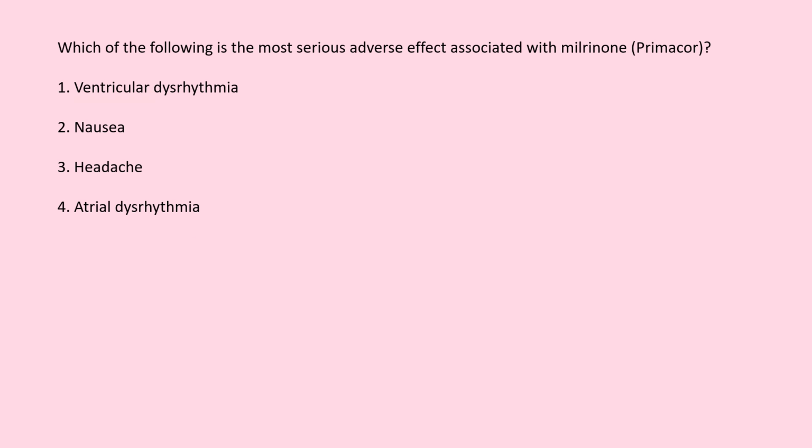Which of the following is the most serious adverse effect associated with milrinone, Primacor? 1. Ventricular dysrhythmia. 2. Nausea. 3. Headache. 4. Atrial dysrhythmia.